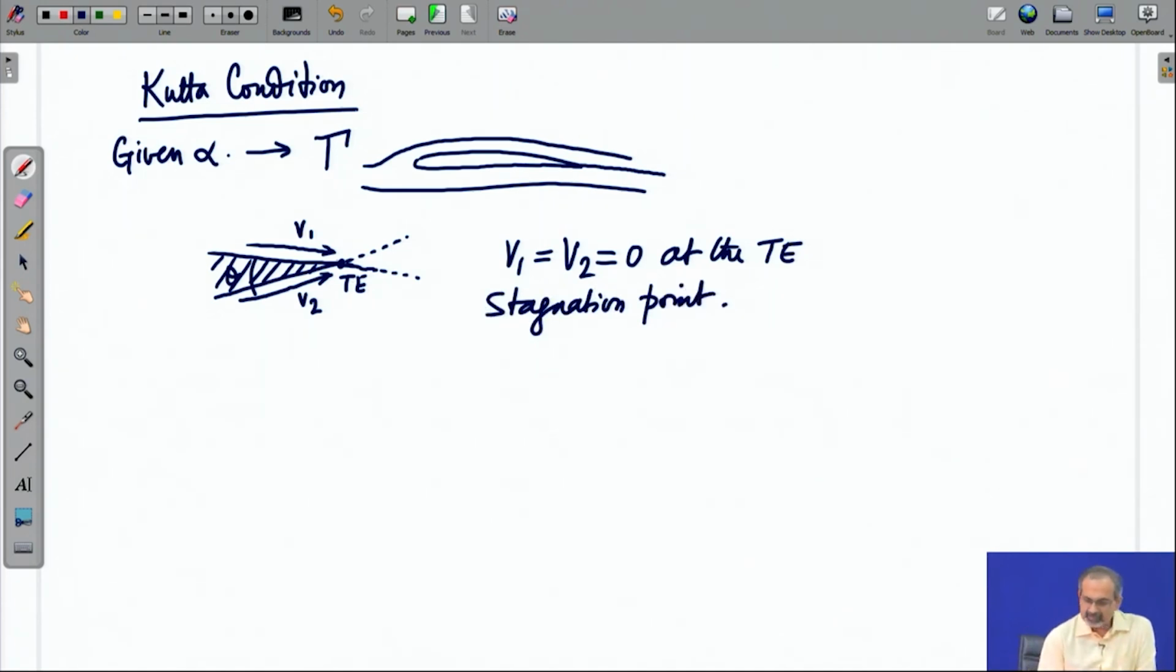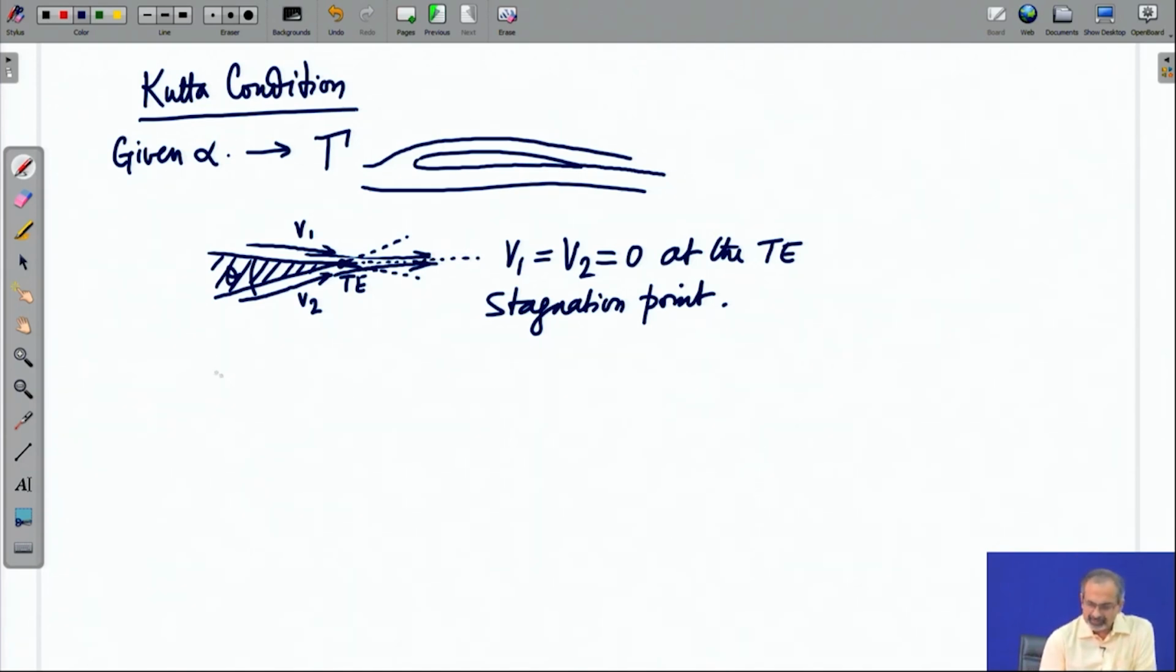Once that happens, the flow would leave smoothly, ultimately in the form of two streams mixing smoothly with each other and moving downstream, where there is this stagnation point at the trailing edge, and there would be a stagnation streamline further down. That is how the flow would behave.